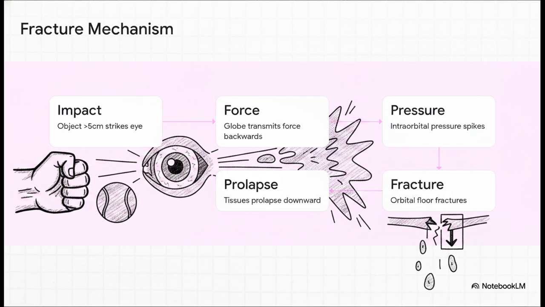The pressure inside the orbit massively spikes. Since the walls and the roof are completely solid, that pressure desperately needs somewhere to go, so it finds the weakest link, our thin floorboard. The floor snaps, acting exactly like a pressure release valve, and all those orbital tissues prolapse downward.